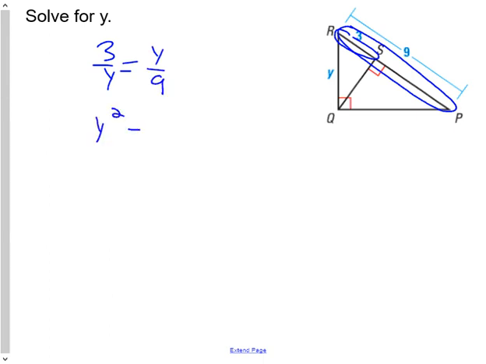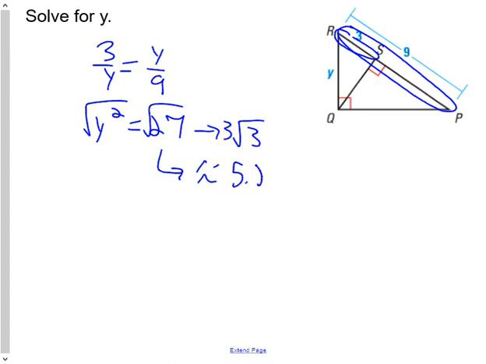Y squared is 27. And then when we simplify, we can get 3 square root of 3. Square root of 9 times square root of 3, since 27 is 9 times 3, and the square root of 9 is 3. Or if it asks you to simplify on the calculator, square root of 27 is a little more than 5. On my calculator, I got 5.20 rounded up, from 5.196. Okay.